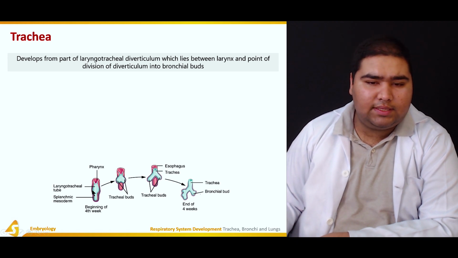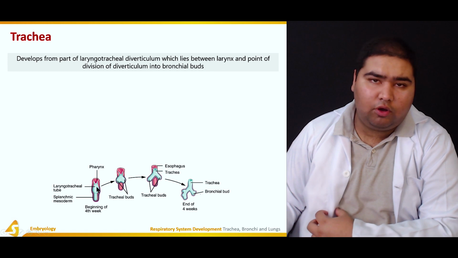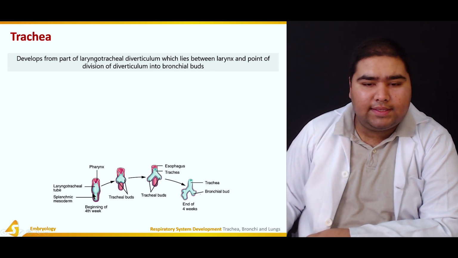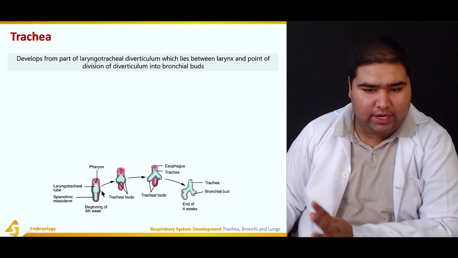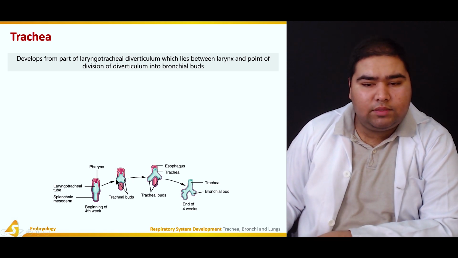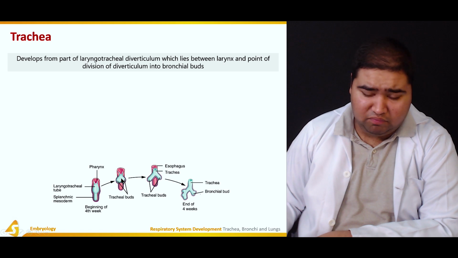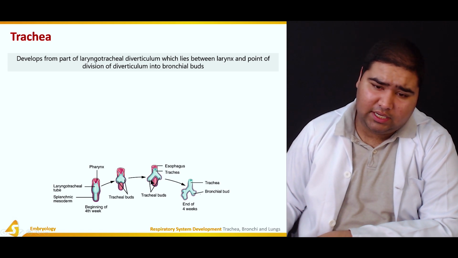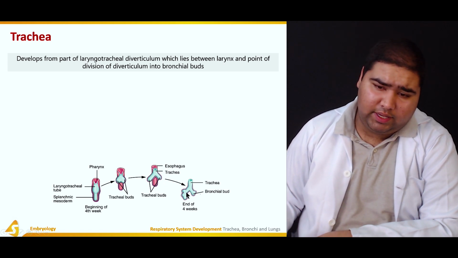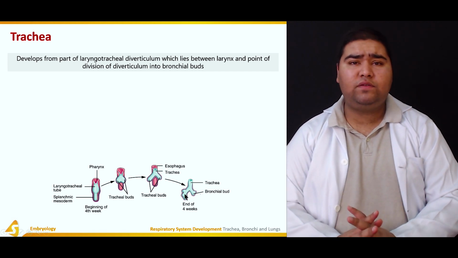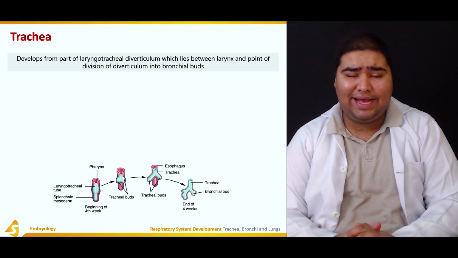This in blue is the laryngeotracheal tube or the laryngeotracheal diverticulum. This in brown is the splanchnic mesoderm. Alright. Now this tube is being divided into the tracheal buds. Here you can see two tracheal buds being formed. These tracheal buds are now expanding and forming the bronchial buds. So the development of the trachea is as simple as that.